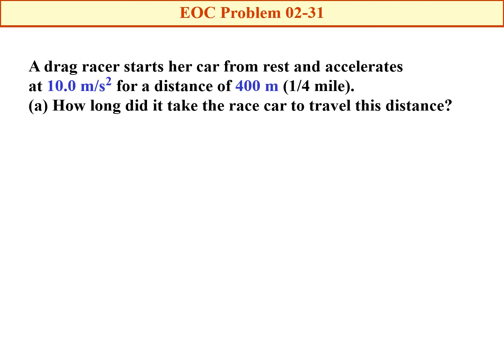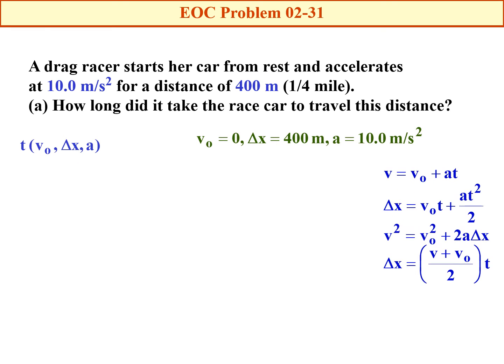All right, in this problem it says a drag racer starts her car from rest and accelerates at 10 meters per second squared for a distance of 400 meters, which is about a quarter of a mile. So how long did it take for the car to travel this distance? Knowing the initial information, we have the initial velocity, the acceleration, and the displacement. We're trying to find the time, so we need an equation with time with respect to those variables.